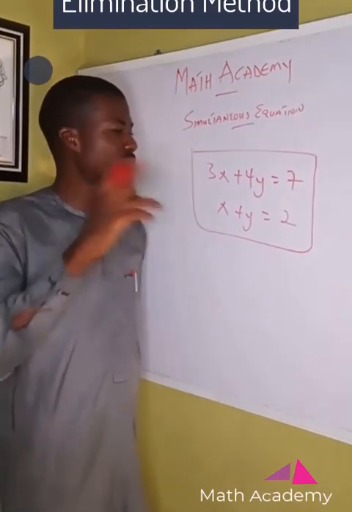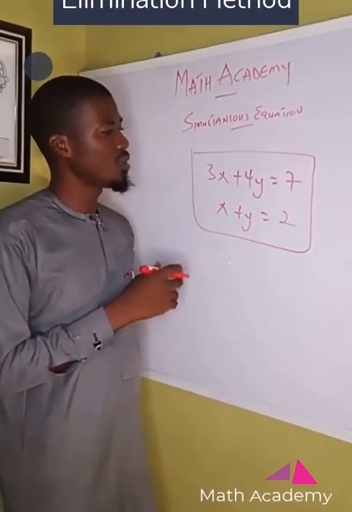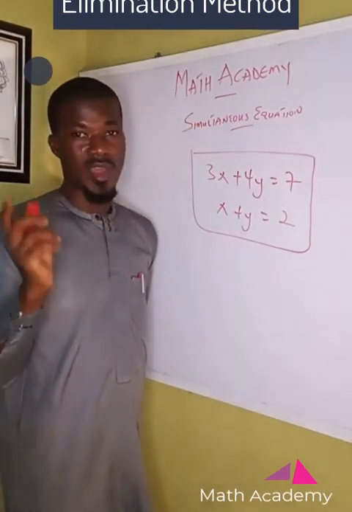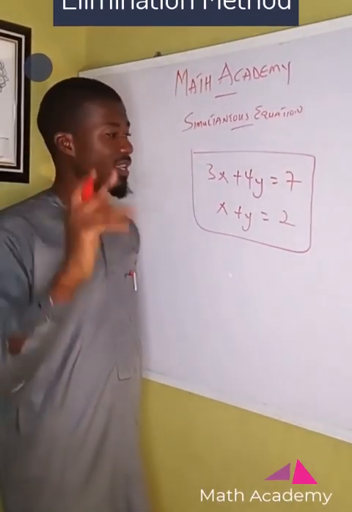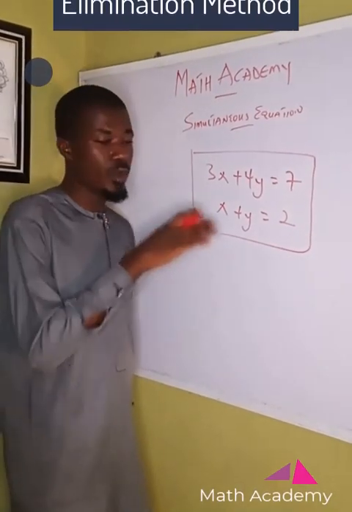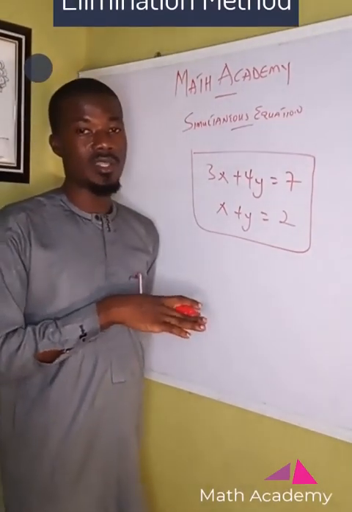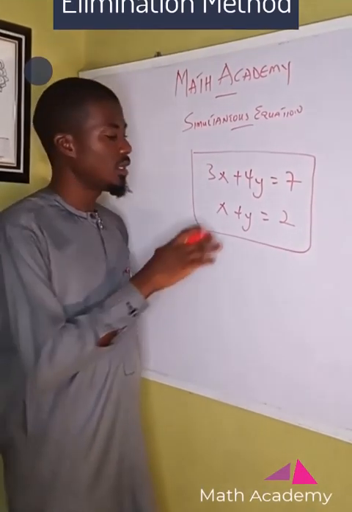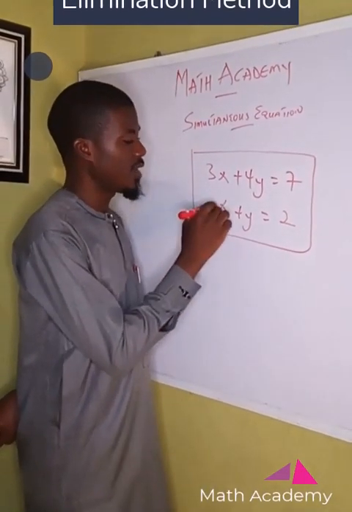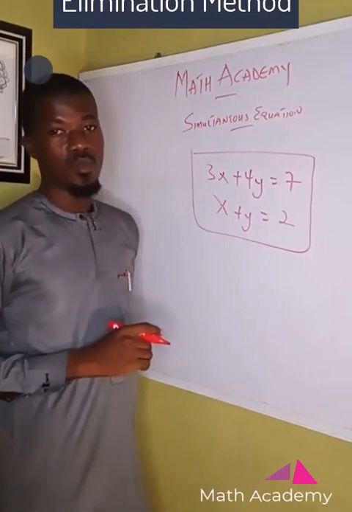There are other methods you can use in solving simultaneous equation, such as using the graph or using the matrix method. Those are in the advanced classes. But what we are going to do in our own classes, we are going to look at both the substitution method and the elimination method and how we can get the values of x and y.